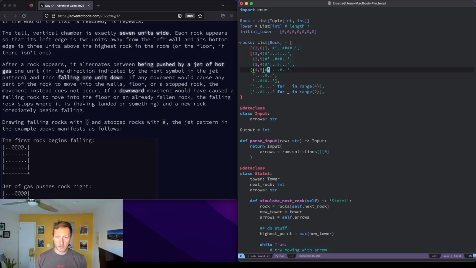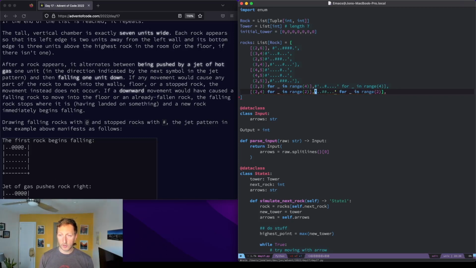4 to 5, 4 to 5, and 2 to 5. 2 to 3. And 2 to 4. Okay, so we've now changed our definition of rock to be just tuples of indices.